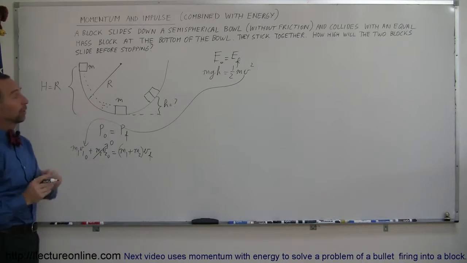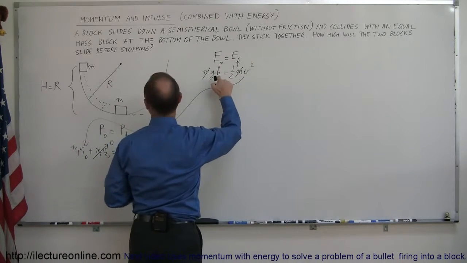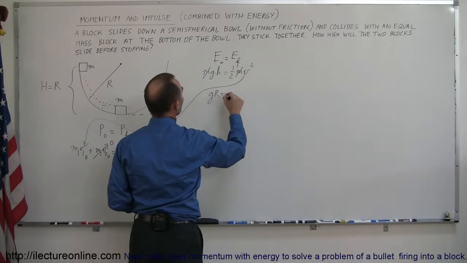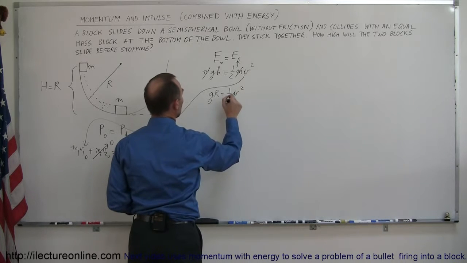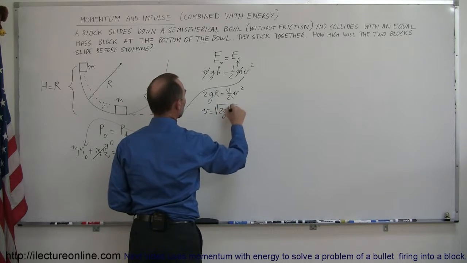So let's solve for v there. We have an m on both sides. h is, of course, the radius of the bowl. So we have g times the radius is equal to 1/2 times v squared. And solving this for v, we multiply both sides by 2 and take the square root of both sides, so v is equal to the square root of 2gr.